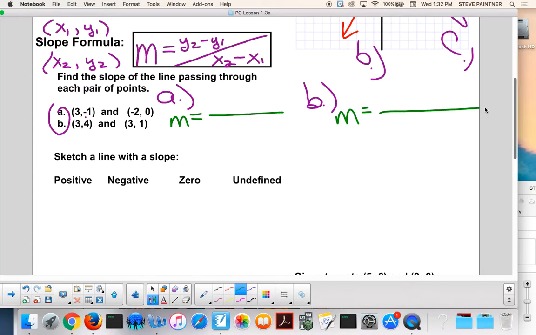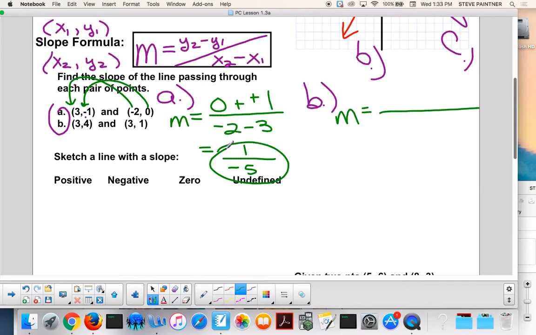Hannah, what'd you get for A? I got 1 over -5. Okay, so she's got 1 over -5, but really the fraction is negative. So it's -1/5. That's what she got. Let's see. Take your y's and subtract them. 0 minus -1. But because I went that direction, I got to go this direction. -2 minus 3. Well, the top gives you what? That's a positive. Yeah, that's 1. And the bottom gives you -5. Good.